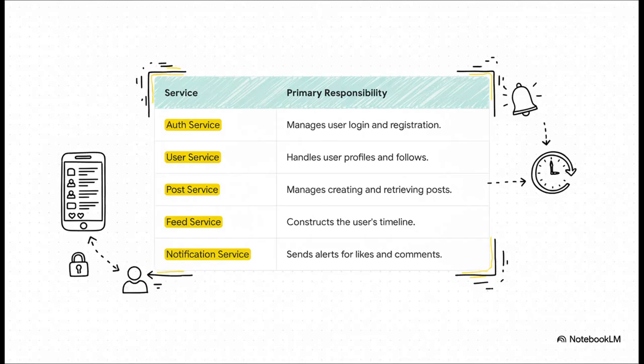And here's what that division of labor looks like. When you log in, the auth service is the one that checks your password. Simple. When you decide to follow someone, the user service takes over and updates your social connections. And when you're scrolling your timeline, that's the feed service doing all the heavy lifting to pull it all together. It's a really efficient, organized team where everybody knows their role perfectly.